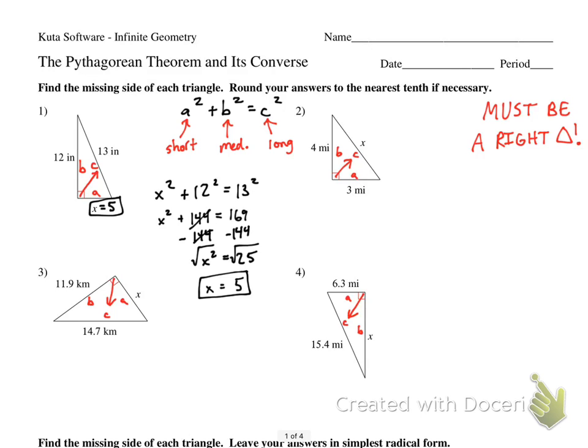Okay, so let's just look at the next one, and we will plug these numbers in. So tell me what my equation looks like for number 2. 3 squared plus 4 squared equals x squared. And I just have to say it again. This is where, if you're going to make a mistake, it's going to be right here: not putting your numbers in the right spot for the equation.